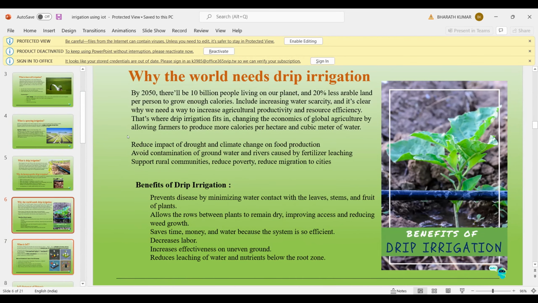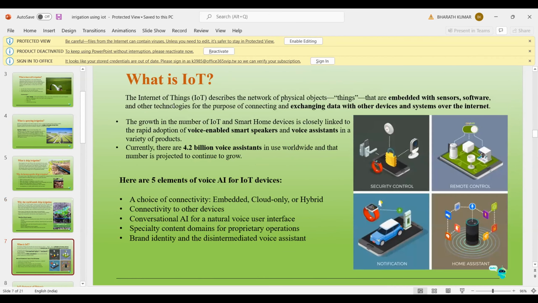Now coming to IoT. The Internet of Things is used to connect devices and exchange data with other systems over the internet. It is machine to man and machine to machine. The growth of IoT and smart home devices is closely linked with rapid growth of voice-enabled smart speakers and voice assistants in a variety of products. Currently, there are 4.2 billion voice assistants used worldwide, and the number continues to grow.